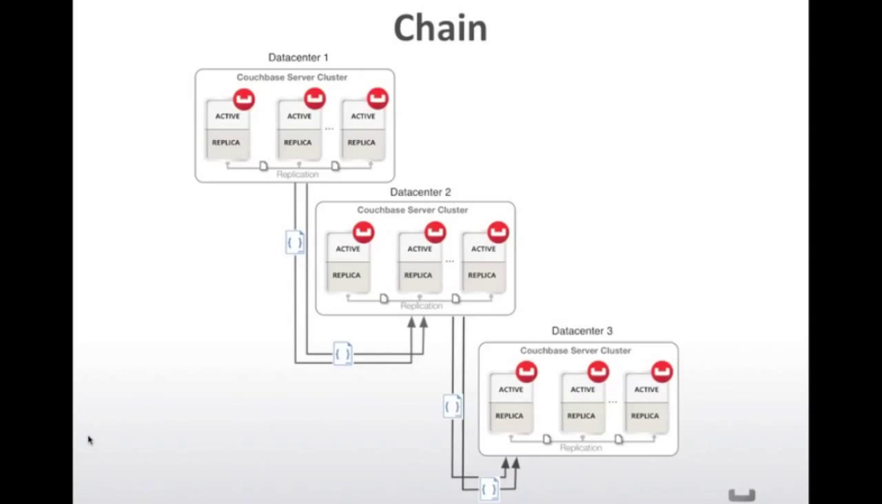You could also have more complicated topologies. You could chain your replications. So you could have data center 1 doing bidirectional with data center 2, and data center 2 going to data center 3. So you could imagine a more complex scenario where you chain replications across data centers.